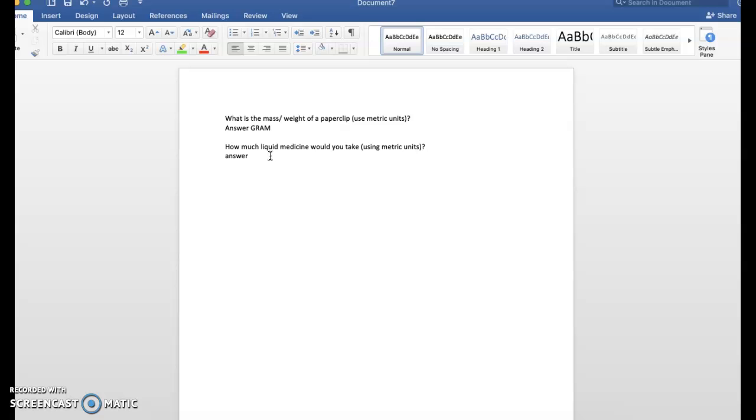The next one. How much liquid medicine would you take? Liquid, first key word. So I've narrowed it down to two things. Now am I using customary or metric? Metric. How much liquid in the metric, which means there's only two answers, milliliter or liter, medicine.